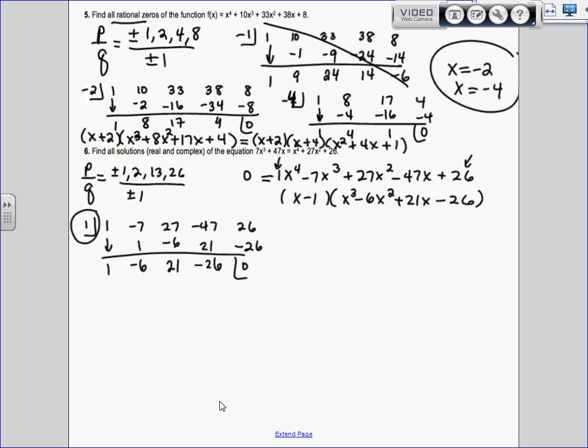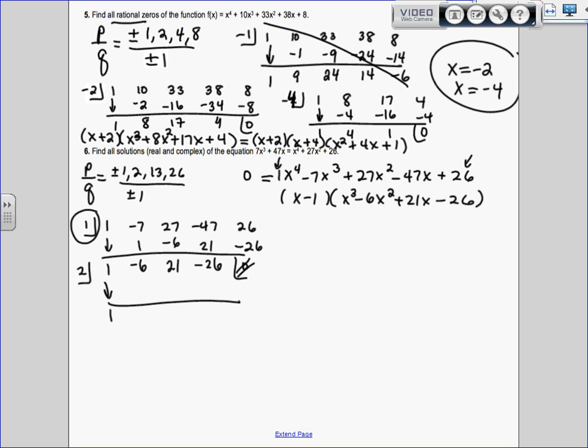So we find another number that works. Don't rule out 1. It could have multiplicity. It could work as well. But let's say we try like 2 or negative 2 or something. Let's say I try 2. I'm going to do my synthetic division, and I kind of continue on from that last step.